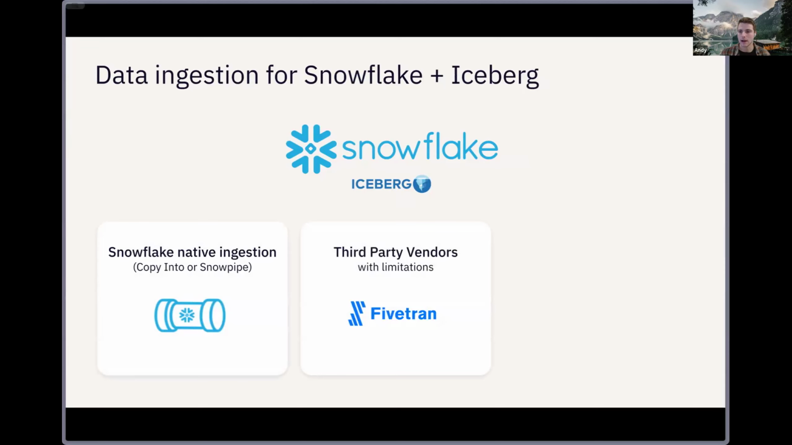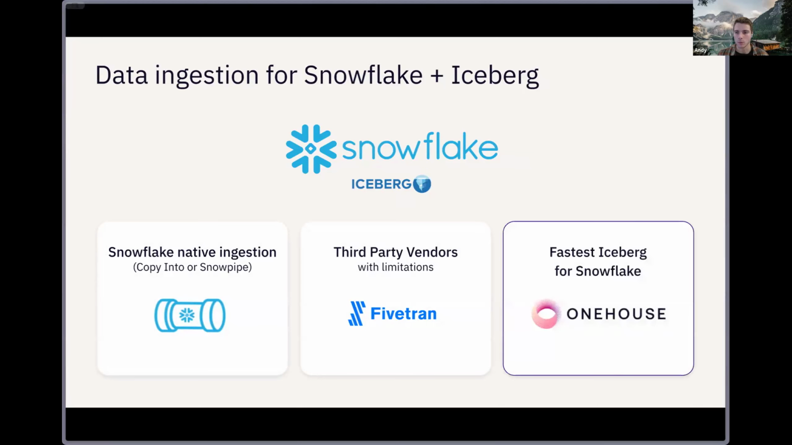These have some limitations, like they won't necessarily be able to merge changes. It might be append only for those Iceberg tables, and some other limitations. And then Onehouse, of course, also offers fast optimized ingestion into Iceberg. So these are the three categories that you can look at when you're thinking about how do I bring data from sources like a Postgres database or MySQL or Kafka or even just Avro or Parquet JSON files into the Iceberg format so I can query it in Snowflake.